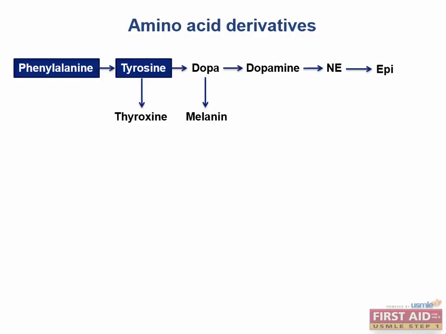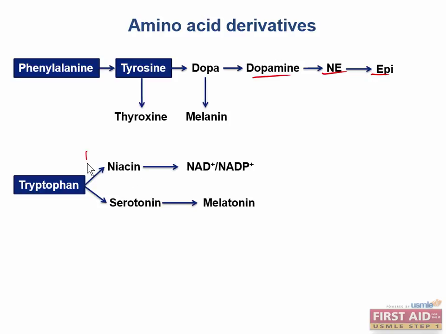We can now move on to our discussion on the amino acid derivatives. Many important compounds within the body are derived from amino acids. Phenylalanine and its derivative tyrosine are precursors to the catecholamines, which will include your dopamine, your norepinephrine, and epinephrine. The thyroid hormones are also derived from tyrosine, and the pigment melanin is going to be derived from dopa.